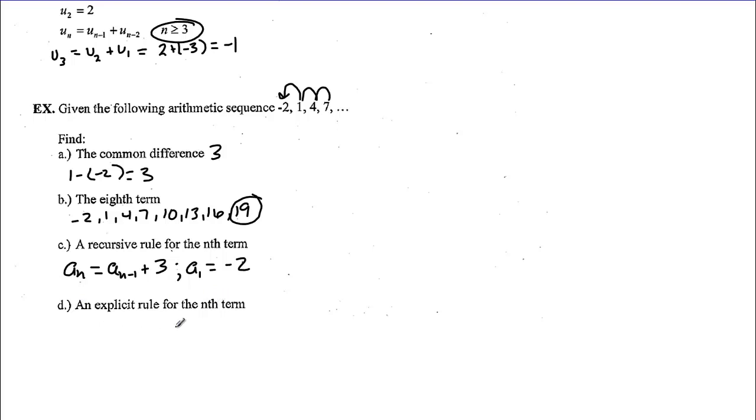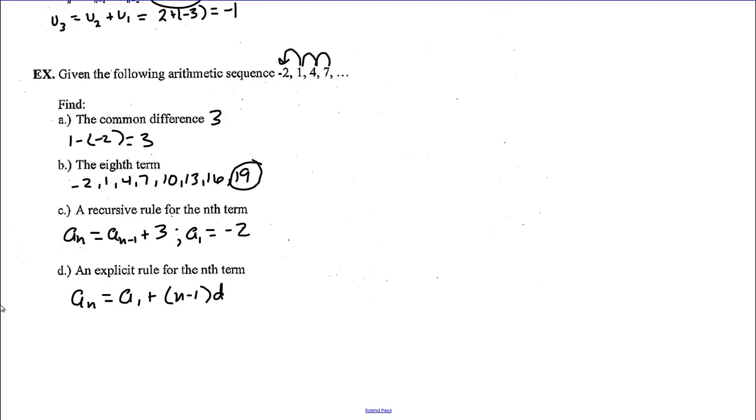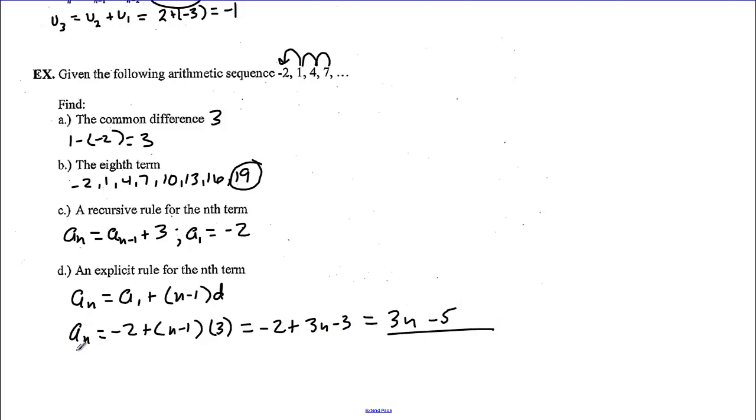An explicit rule for the nth term. Well, a sub n equals a sub 1 plus n minus 1 times d, because this is an arithmetic sequence. So there's the explicit rule for arithmetic sequence. So a sub n equals the first term plus n minus 1 times the common difference, which is 3. Now, a multiple choice answer might distribute, like I've said before. So we have 3n minus 3. So 3n minus 5 is the explicit rule for a sub n.